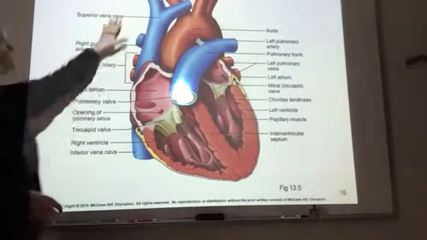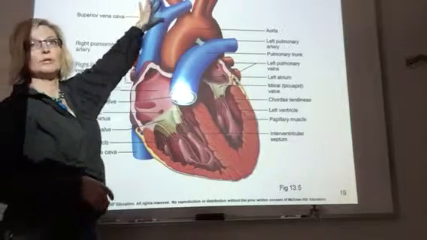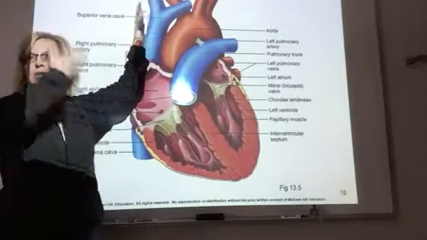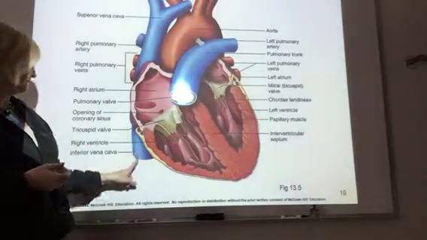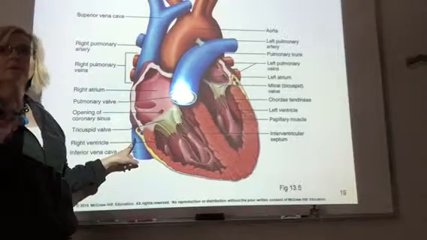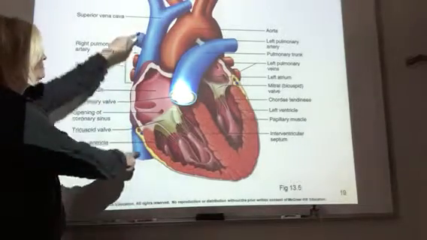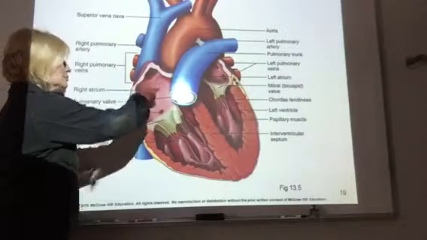So step 1, superior vena cava. Huge vein that brings blood from my head and arms and drains back into my heart. Inferior vena cava. Huge vein that brings blood from the bottom part of my body. Both of these empty into the right atrium.